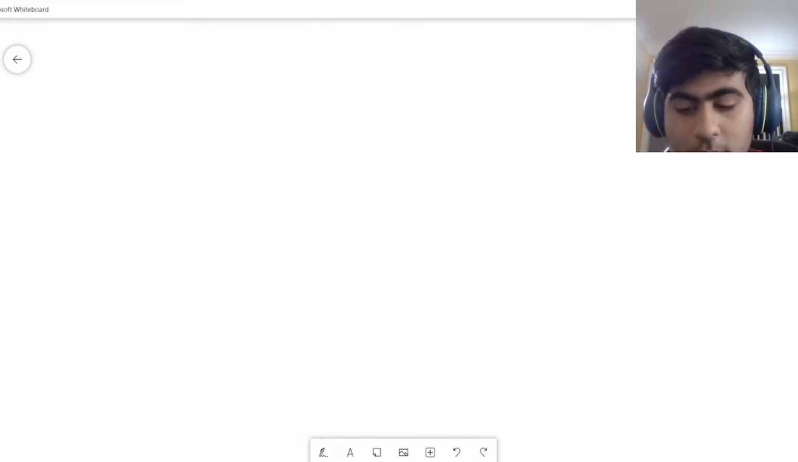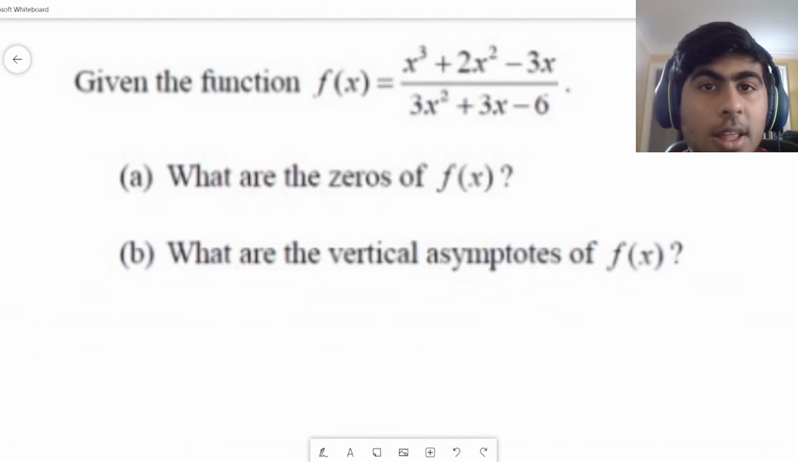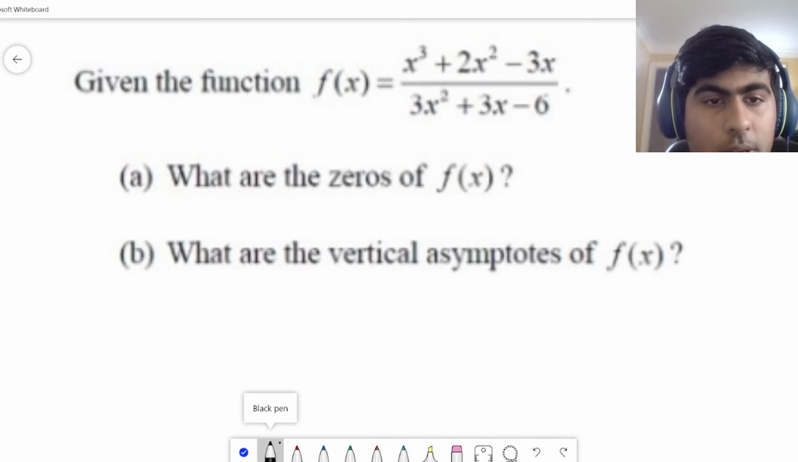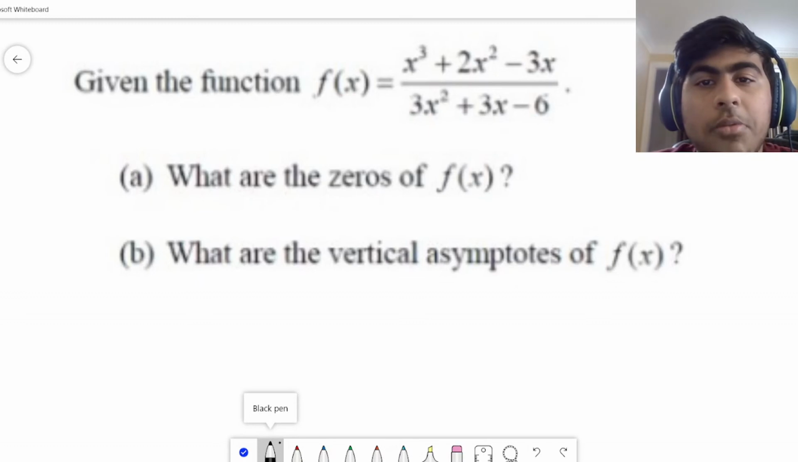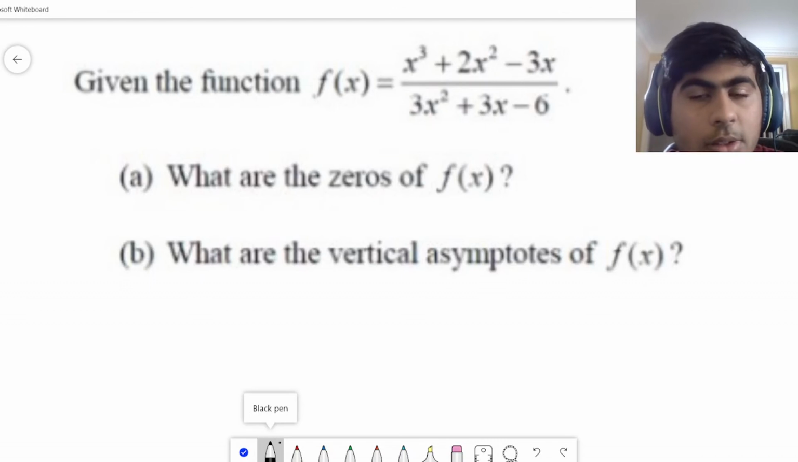Okay. This one we have 2 parts that are included in this unit. So let's see what we have here. They're asking us for the function f of x equals x cubed minus 2x squared minus 3x over 3x squared plus 3x minus 6. And they're asking us for the zeros of f of x. I mean, looking at this barely even seems like a calculus question. This seems more like just an algebra question, just to find the zeros.